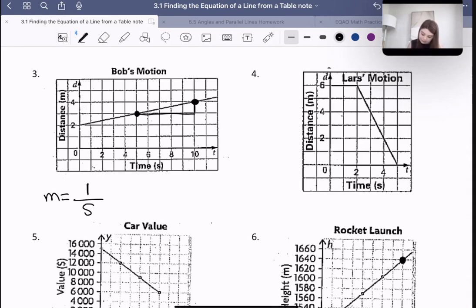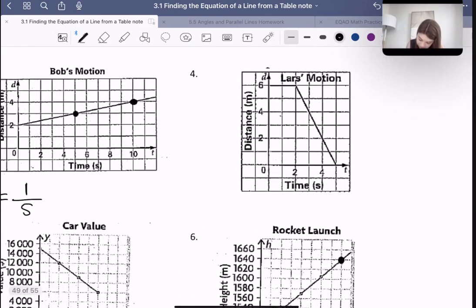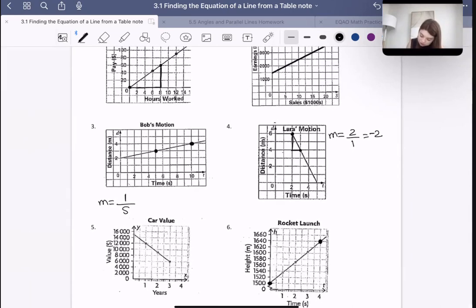Very good. Now, how about Lars's motion over here? Well, we've got to choose 2 points on this line. So how about this one looks great, and so does this one. So what's our slope or our rise over run? Well, let's see, our rise is 2, and our run is 1. So therefore, our slope would just be 2 here. Oh, and actually, something I should mention, this is sloping downwards. It's going down by 2. So actually, the slope here would be -2.